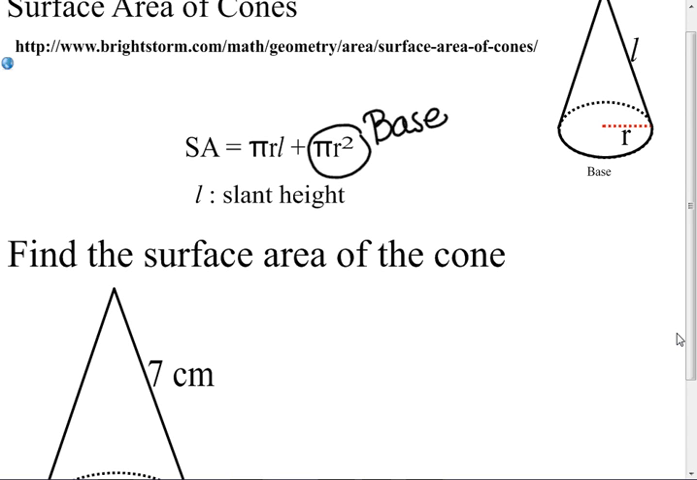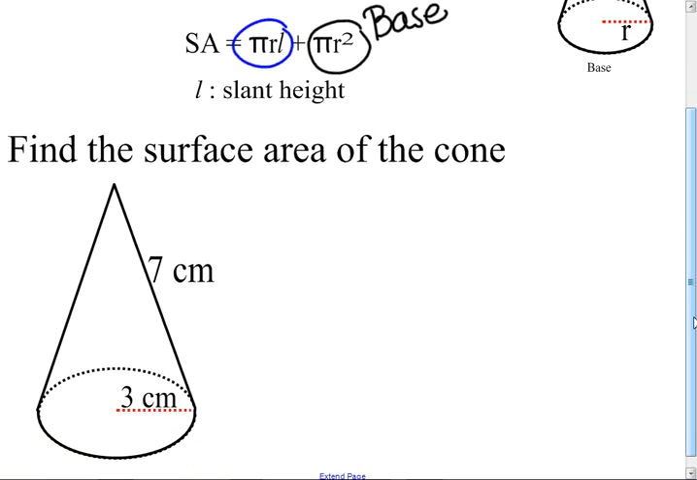Now, I drew a line on here. This, if I go from the vertex to the center, is the altitude of the cone. And this line here is called the slant height. We've seen slant heights before. So that's pi RL. So let's do this problem. So the surface area, what's the radius? 3. What's the slant height?